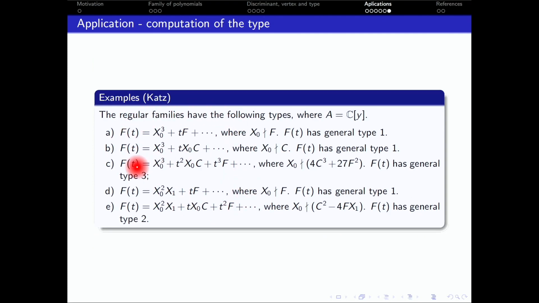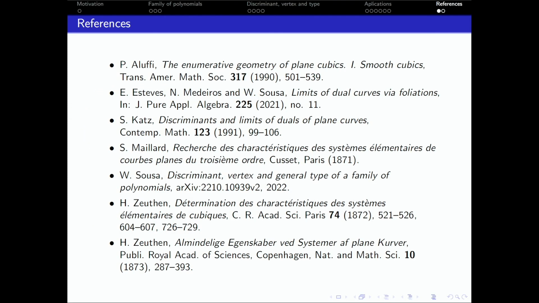And we finish this talk computing the general type of several families of polynomials. Each one appears here in Kat's paper.